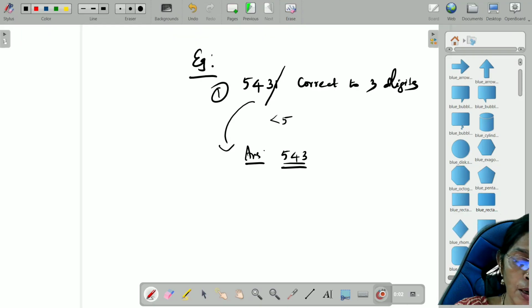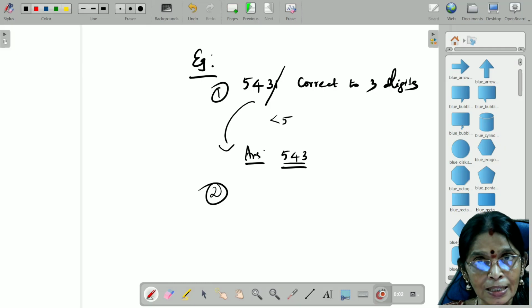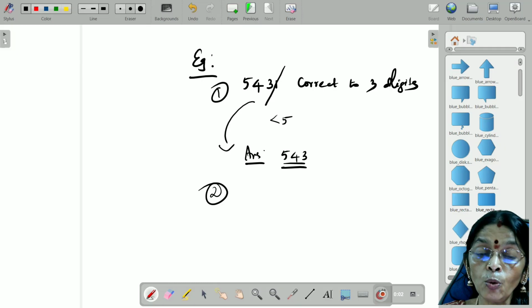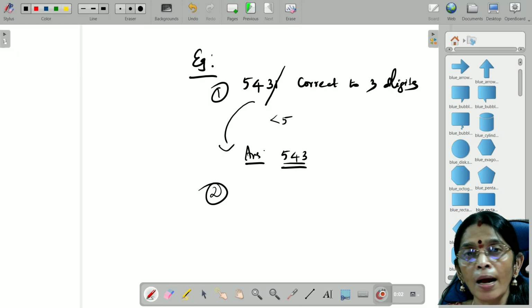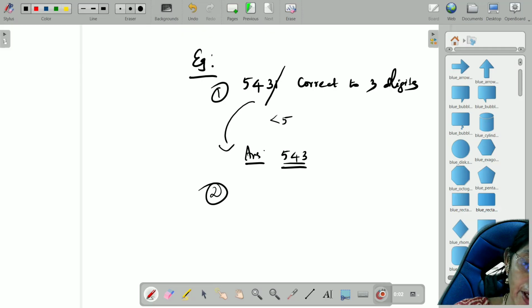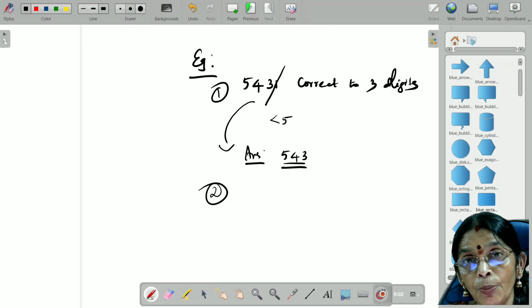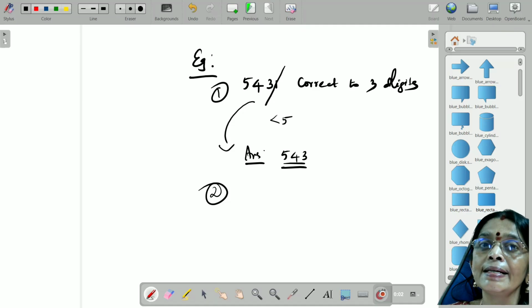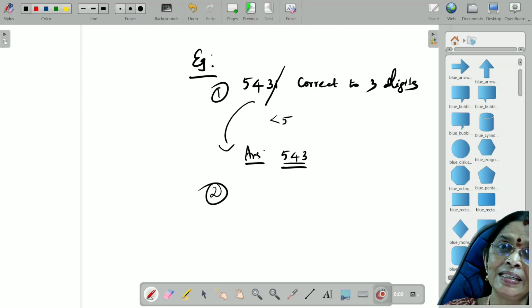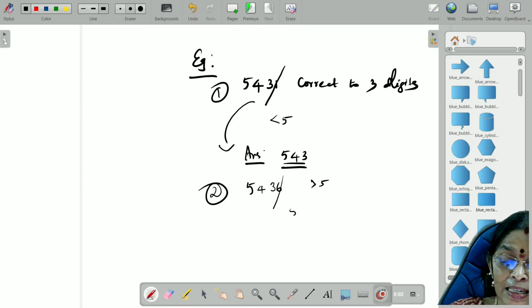That is number 1. Before writing the rules, I'm just giving you how to round off the numbers, and then we will see the rules. So 543 is the first rule: if the last digit to be dropped is less than 5, the preceding digit is left unchanged. If the digit to be dropped is greater than 5, the preceding digit is increased by 1. So I am going to write it as 544.